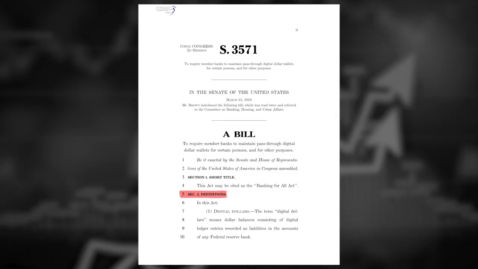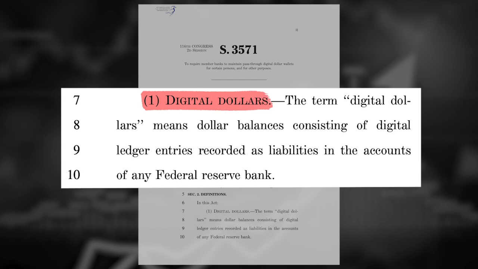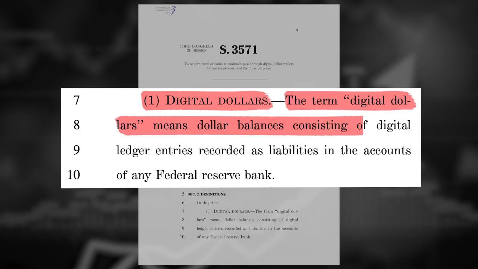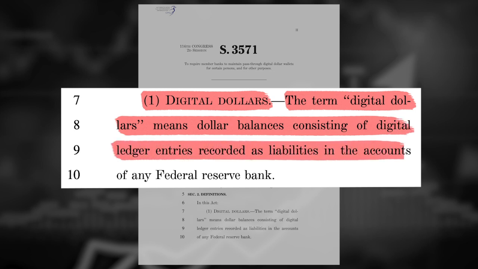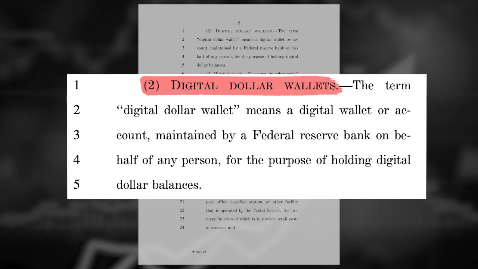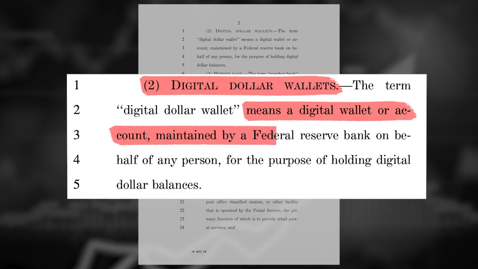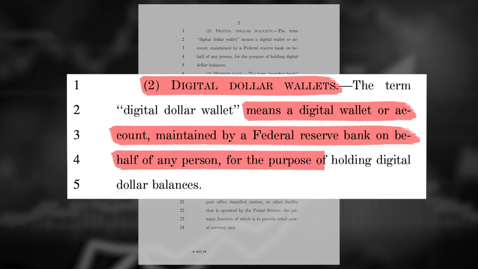We start with the definitions. Number 1, digital dollars. The term digital dollars means dollar balances consisting of digital ledger entries recorded as liabilities in the accounts of any Federal Reserve Bank. Digital dollar wallet means a digital wallet or account maintained by a Federal Reserve Bank, I want to emphasize that, on behalf of any person for the purpose of holding digital dollar balances.